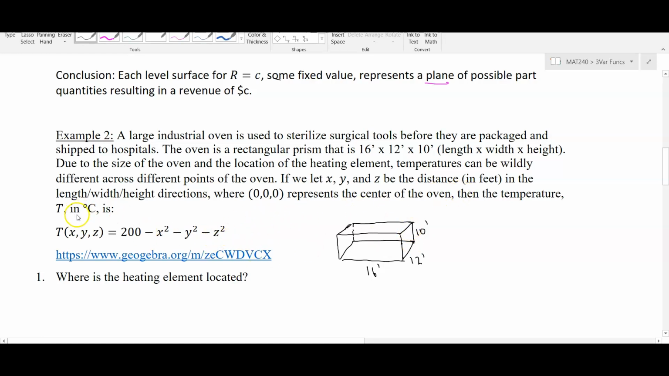Then the temperature, T, in degrees Celsius is given by T of X, comma, Y, comma, Z equals 200 minus X squared minus Y squared minus Z squared. So first of all, we want to know where is the heating element located. Before we start visualizing this, let's just conduct a little algebraic analysis of this equation. Where the heating element is located, we can assume that this is the hottest point.